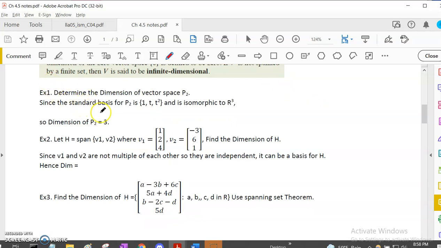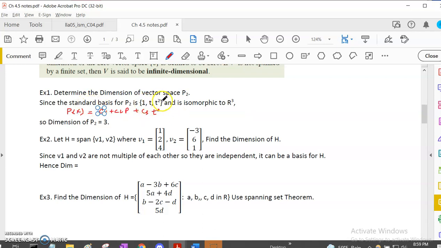Example 1, what is the standard basis for P2? That means polynomials of degree 2. So we know the standard basis is 1, t, and t squared, because any polynomial of degree 2 is written as a combination of C1 plus C2t plus C3t squared, right? So any P2 p of x would be like that.